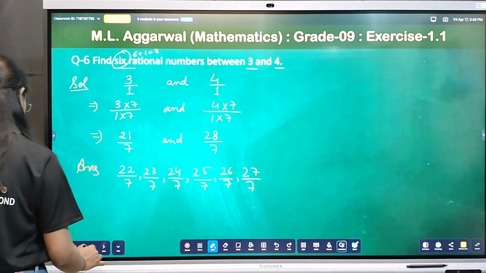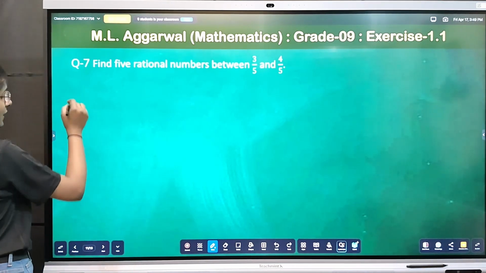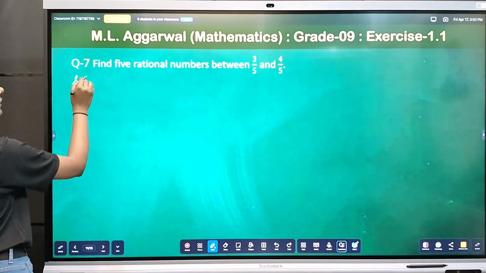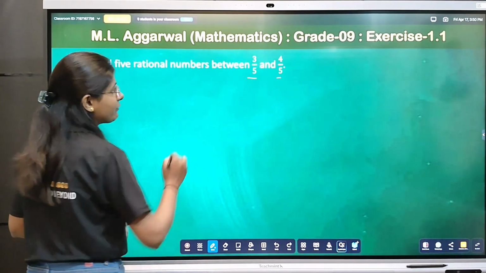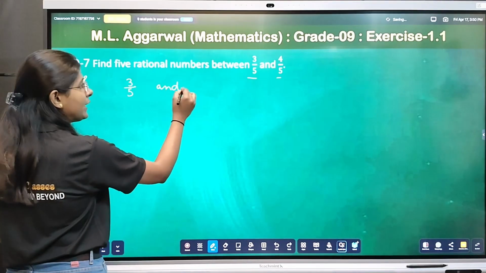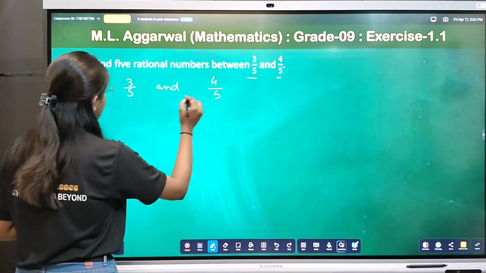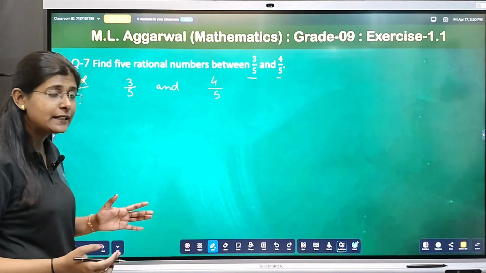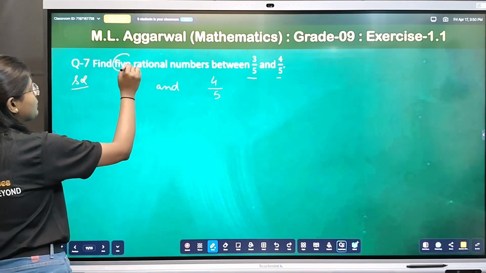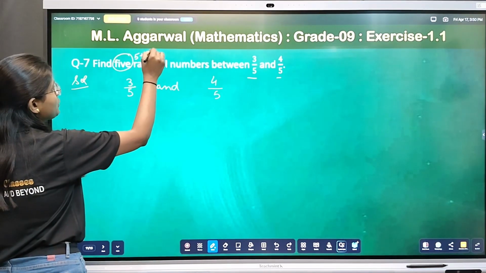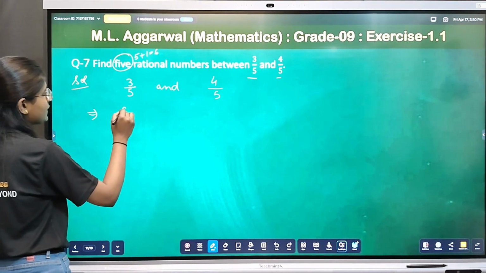Okay, moving to the next question, that is question number 7. Find 5 rational numbers between 3 by 5 and 4 by 5. Note down your boundaries. They are already in their rational forms, so we will check the denominators. Yes, the denominators are also same, so no need to take the LCM. Just see how many numbers you need to find. 5. So we will be multiplying 5 plus 1, that is 6 in each case.